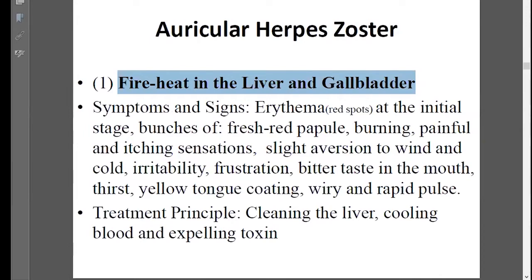With the orifice problems, it is always a combination pattern, external reason and internal reason combination. But there must be one main reason. We put that one main reason for the pattern. Like here, we're talking about the liver and gallbladder fire or heat.